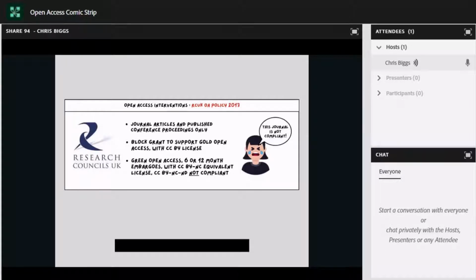In 2013, the RCUK Policy was a funder mandate on open access. Journal articles and published conference proceedings were in scope. There was a central block grant to support gold open access with a CC BY licence. Green open access was allowed with a 6 or 12-month embargo with a CC BY NC equivalent licence. These licences in the policy were not necessarily in line with what some of the publishers were prepared to do.